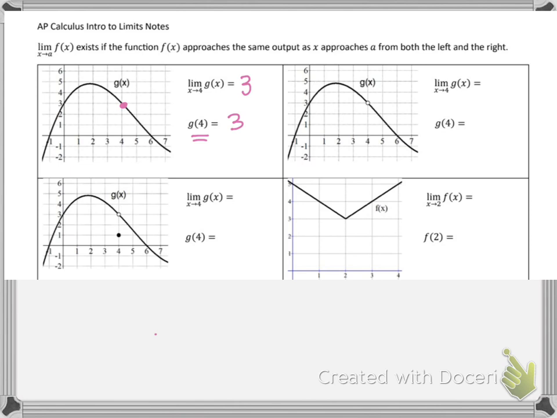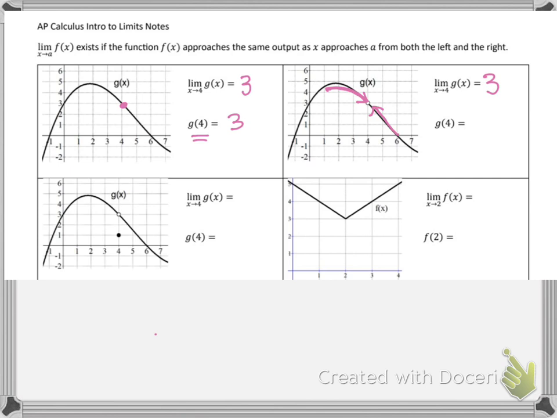Move to the right. Same picture, but now there's a hole at 4. But when we're determining a limit, we only care about what the graph approaches. So as we're approaching 4 coming from the left, just like I traced on that previous graph, what output is it approaching? It looks like 3. Does it ever hit 3? No, because of that hole there. But the graph is going to approach an output of 3. Does the same thing happen from the right? Indeed it does. So the limit as x approaches 4 of g of x exists, and it equals 3, since that's the output it approaches coming from the left and the right.